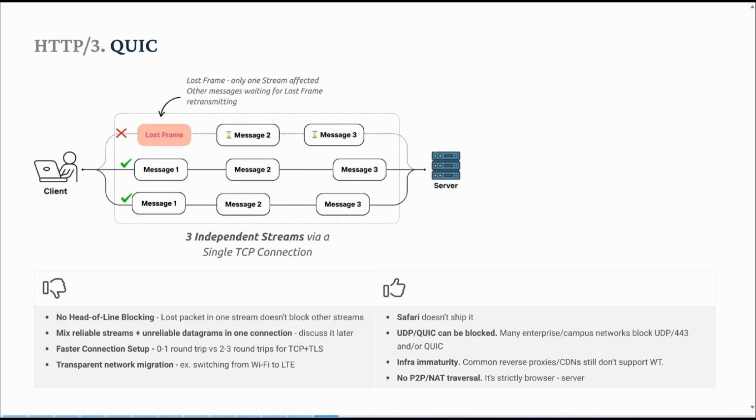But there are important limitations to be aware of. Safari doesn't support it yet, which limits adoption. UDP port 443 and QUIC traffic can be blocked by many enterprise and campus networks that have aggressive firewall rules. There is infrastructure immaturity since many common reverse proxies and CDNs still don't fully support WebTransport. And importantly, there is no peer-to-peer or NAT traversal capability. It's strictly client-to-server communication, unlike WebRTC, for example.